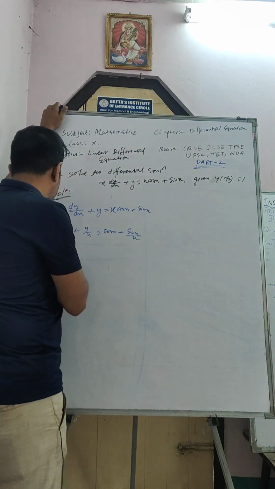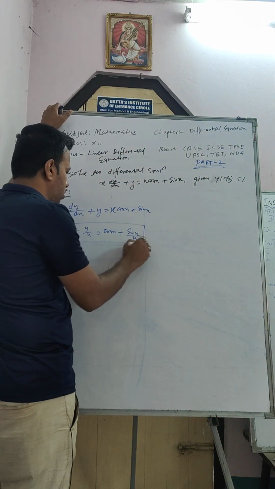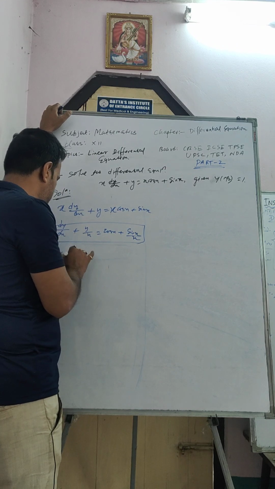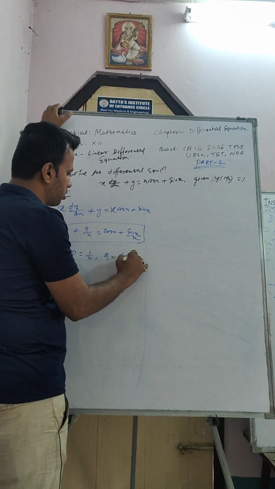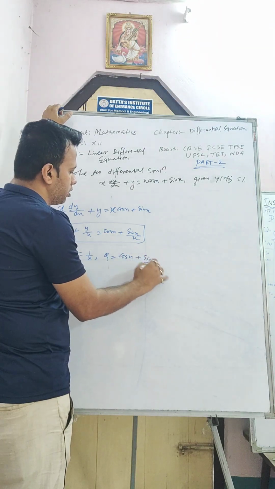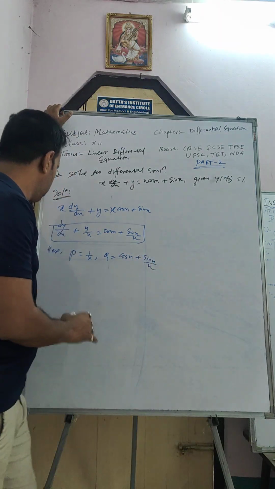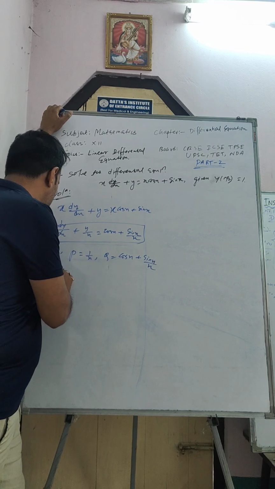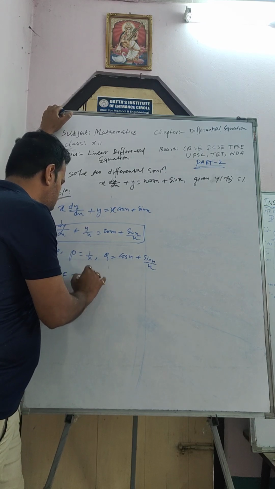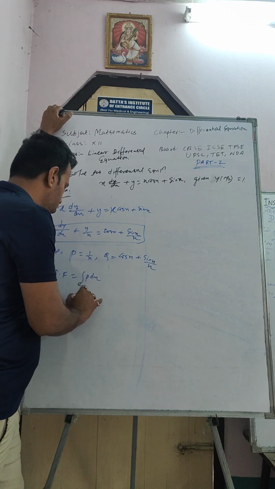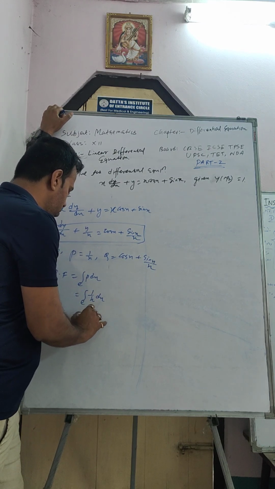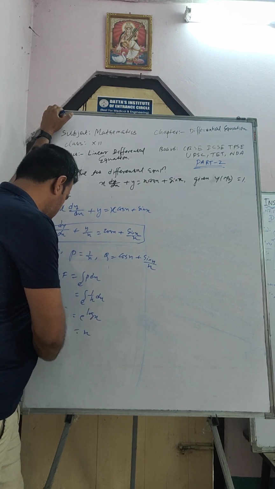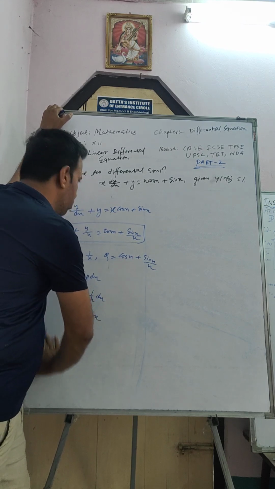So here this is the differential equation. Here P is 1 by x, and Q is cos x plus sin x by x. Now we have to find the integrating factor. This is e to the power integral of P dx, so e to the power integral of 1 by x dx, so e to the power log x, so x.